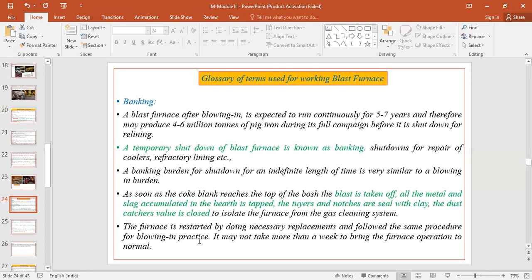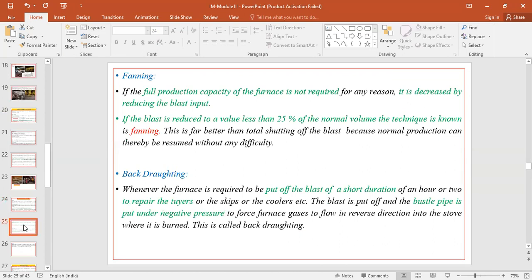And the furnace will be restarted by doing certain necessary replacements and following the same procedure that we follow for the blowing in process. So a temporary shutdown of the blast furnace is nothing but the banking process. Once you restart the furnace after your repairs are done, you should again follow the same process of blowing. Next one is the fanning.